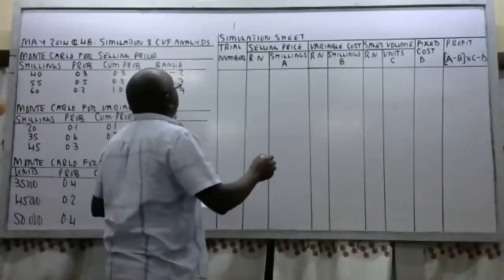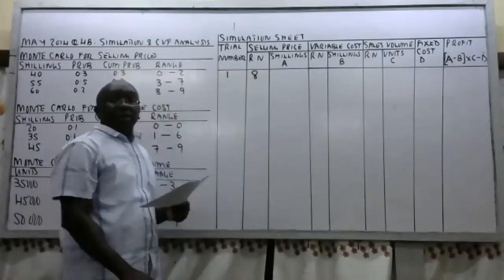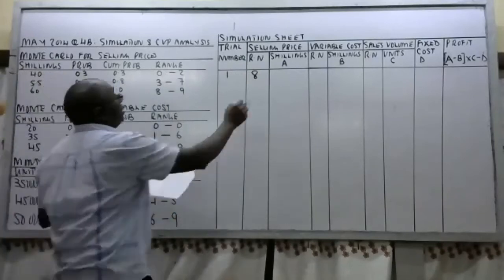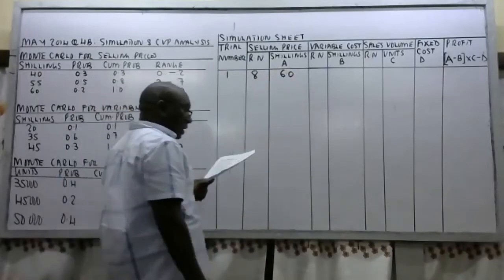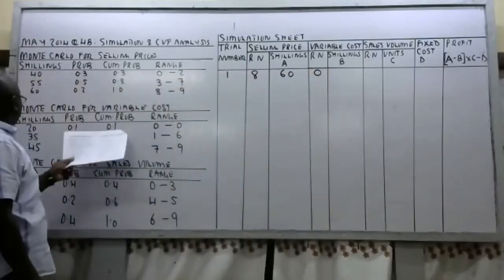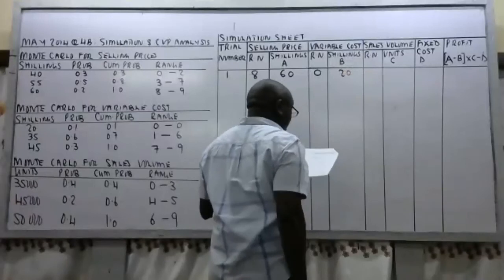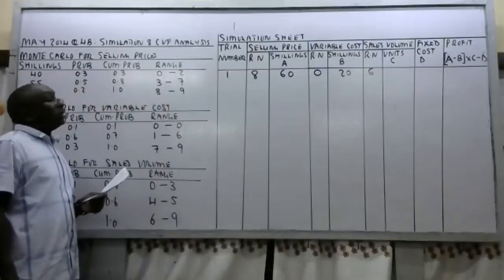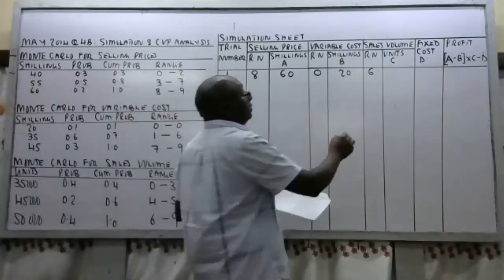Take the first random number for trial 1. It is 8. When you come to the Monte Carlo for selling price, 8 is 60. The next random number is 0. 0 for the variable cost is 20. The next random number is 6. 6 is 50,000.